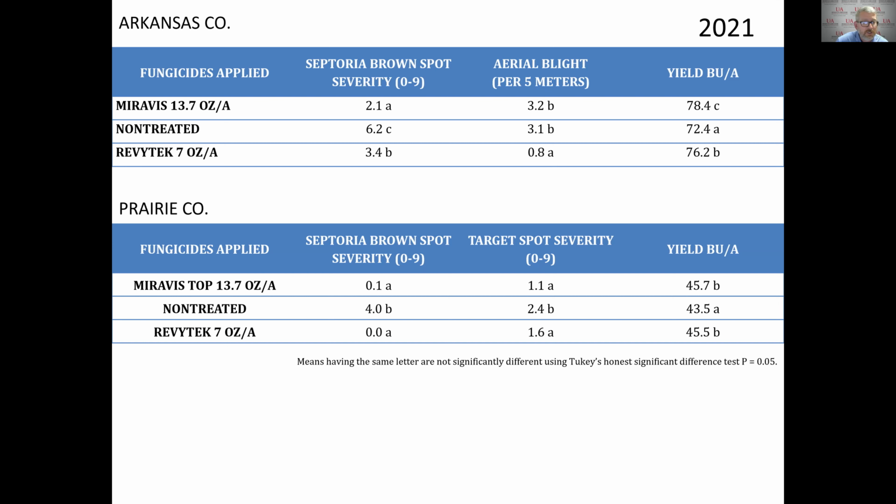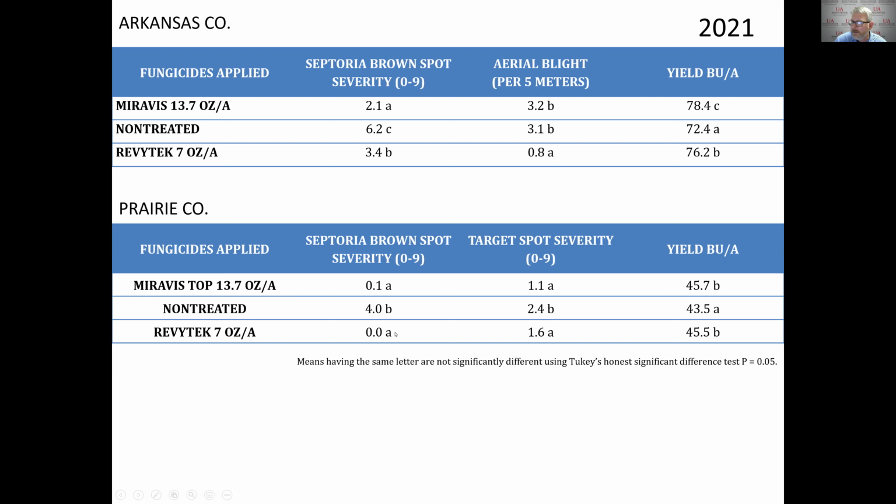So this is 2021, reinforcing the findings from 2020 where we had Revytek and Miravis Top. Misprint there, should be Miravis Top, not just Miravis. But there was Septoria brown spot in that trial at Arkansas County. And we rated this a little different on a 0 to 9 scale rather than a percentage, but you can see there's about 6 bushels yield between the Miravis Top and the non-treated, and about 4 bushels of yield difference in the Revytek and the non-treated, and a little bit of difference in the Miravis and the Revytek there.